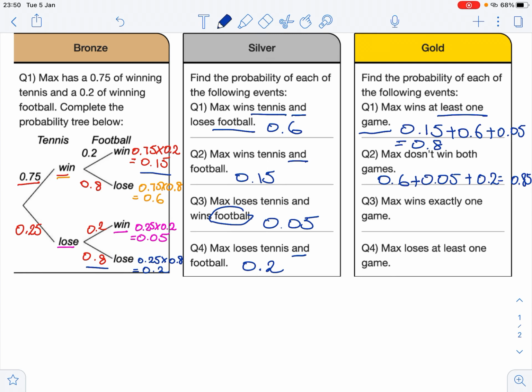Question 3. Max wins exactly 1 game. So he could win, then lose, so he's only winning 1 game. The probability of him winning tennis and losing football is 0.6. Or he could lose, then win. So he's only winning 1 game, exactly 1. So the probability is 0.05. So plus 0.05, the probability of Max winning exactly 1 game is 0.65.